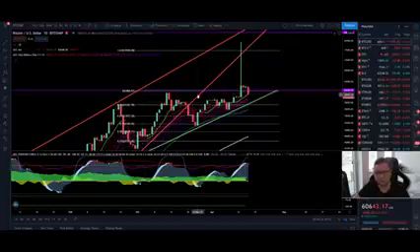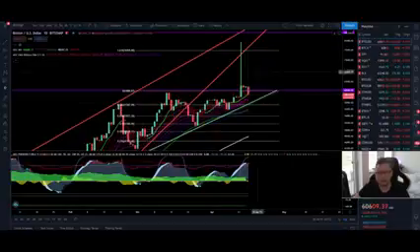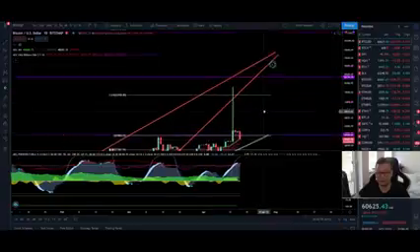So the conclusion for this video, my friends, is that this pullback of course is a bit worrying, because we are approaching a very critical level. But if we have a successful bounce to the upside and we're not dropping below 58k, we should be good to go for a big parabolic move towards 77k, potentially even higher.